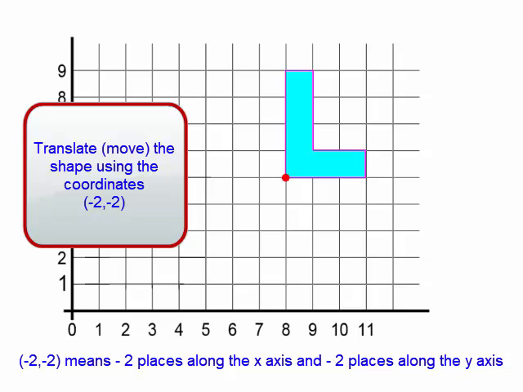In this example, we have been asked to move this shape by using the coordinates -2, -2. This means the shape moves back 2 places along the x-axis and down 2 places along the y-axis. So by moving this shape using the coordinates -2, -2, we arrive at this position.